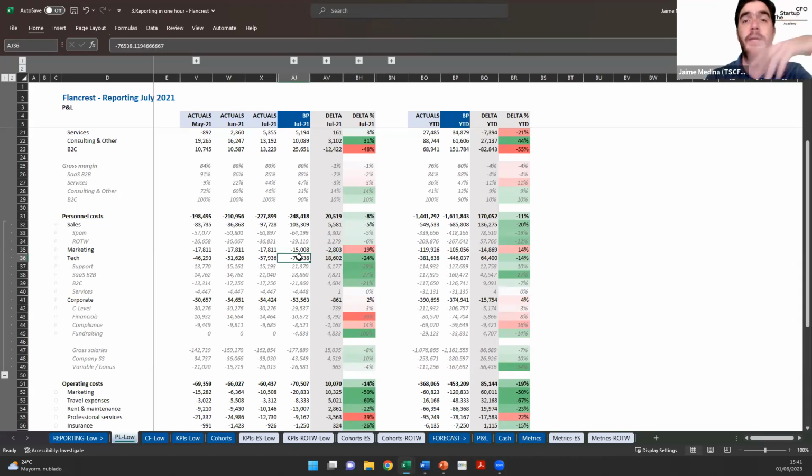In tech, however, we're being slower. We're not hiring at the same pace that we thought we would. If you say year to date, it's more or less the same picture. We're spending 11% less. By the way, this is super common in startups. They usually tend to overestimate the revenue and overestimate the spending. So many of our clients have a minus 20% in revenue and a minus 20% in costs, something like that. This is super common.